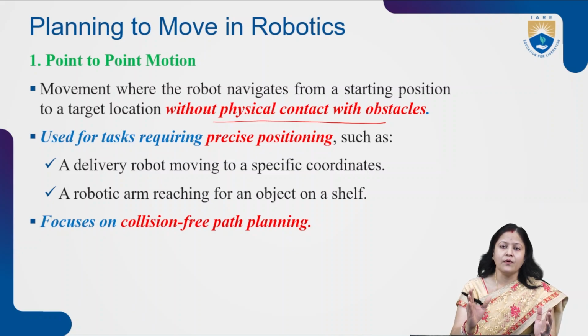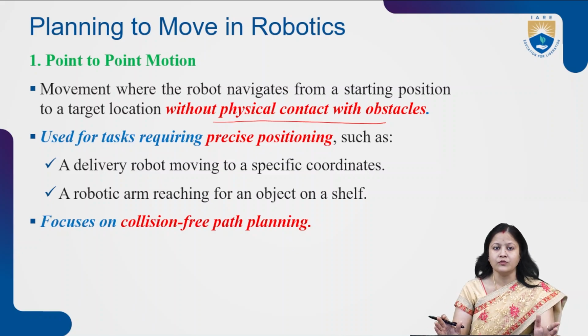meaning what objects are in our drawing room, what objects are in our middle room, or what objects are in our bedroom, and their locations and configuration, meaning the size of the object. If we give the correct input, definitely it will not hit that object, and it can clean the floor without contacting the obstacle. That is called point-to-point motion. Basically, it is used for tasks requiring precise positioning.